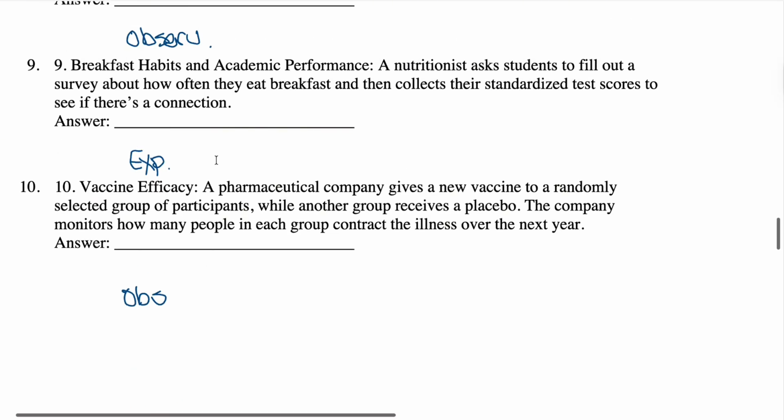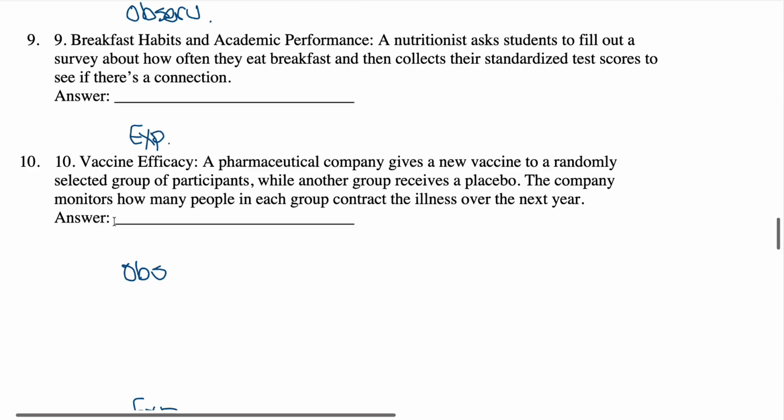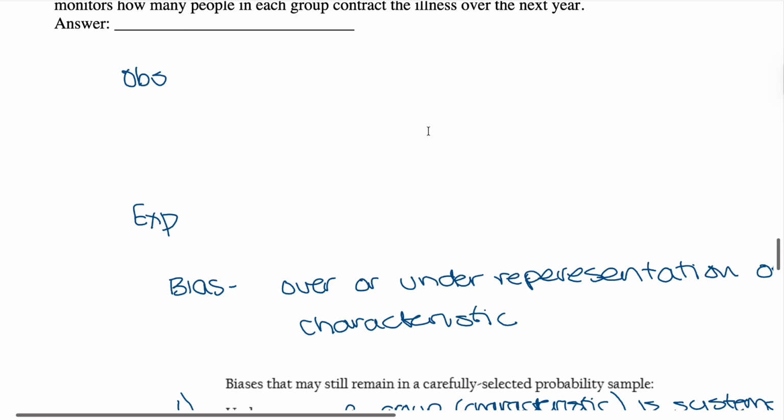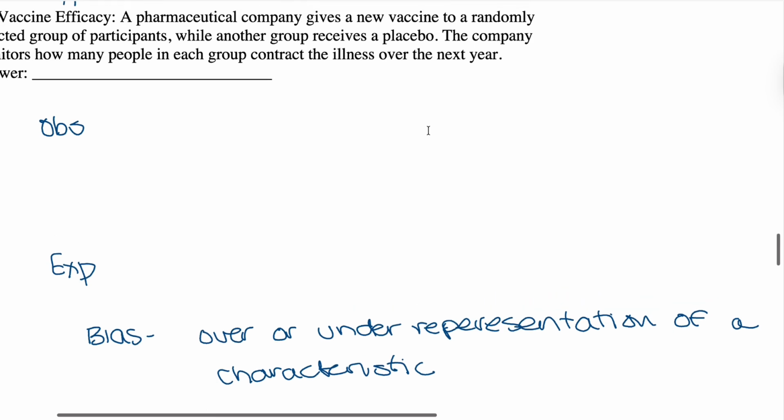Vaccine efficacy. A pharmaceutical company gives a new vaccine to a randomly selected group of participants, while another group receives a placebo. The company monitors how many people in each group contract the illness over the next year. This will be an experiment. Two treatments were assigned.